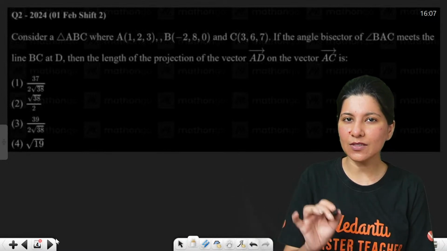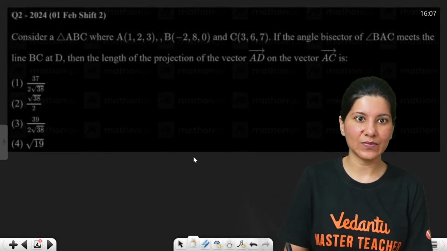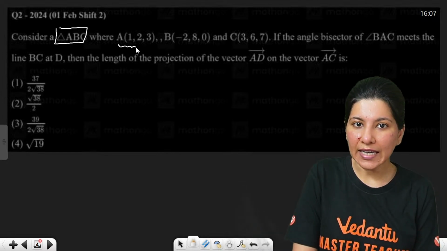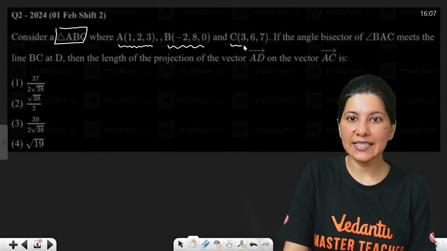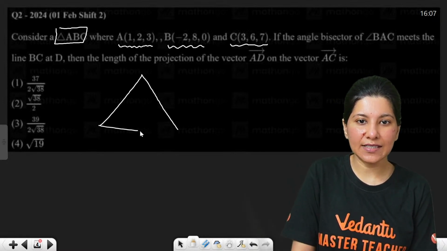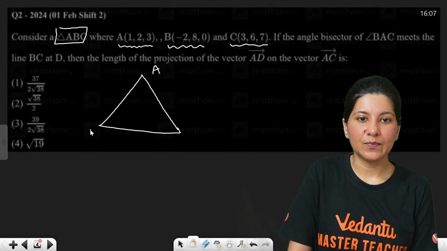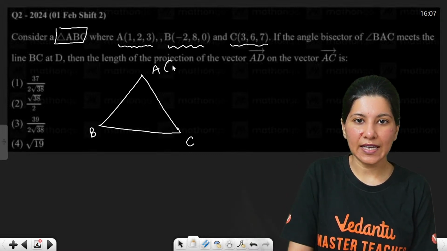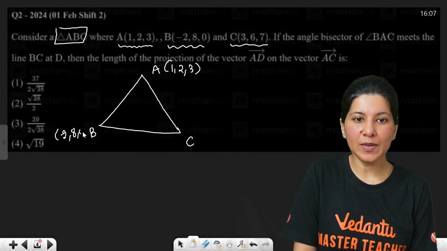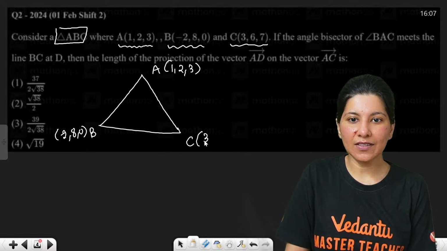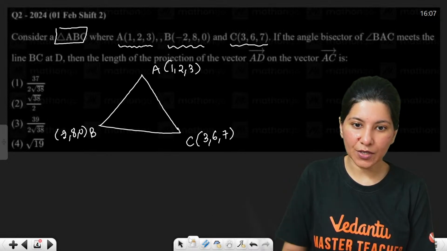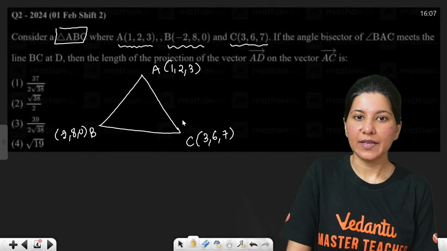Now the second question is not that difficult, extremely easy. Consider a triangle ABC where A is given, B is given, and C is given. So I have a triangle over here. Let us analyze this triangle. A is 1, 2, 3. B is minus 2, 8, 0. And C is 3, 6, 7.